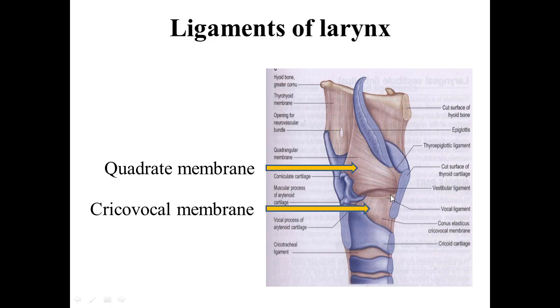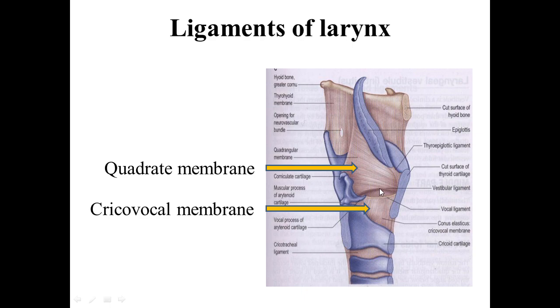And this vocal ligament is covered by mucous membrane and it is lined by stratified squamous non-keratinized epithelium. And then it forms a mucosal fold, and that is called the vocal fold.